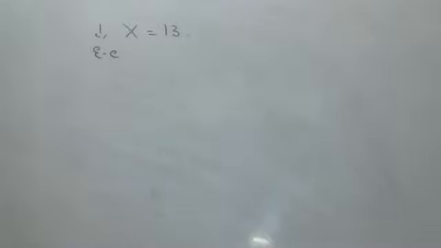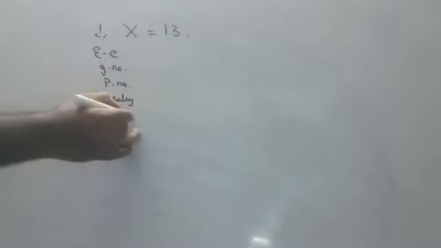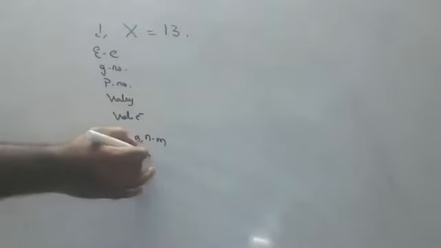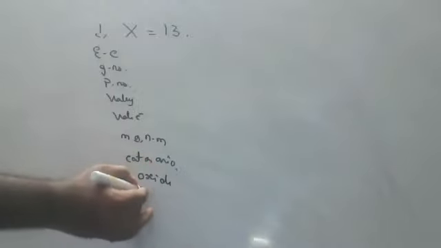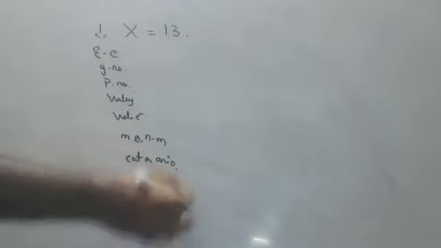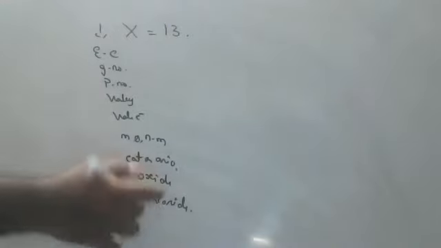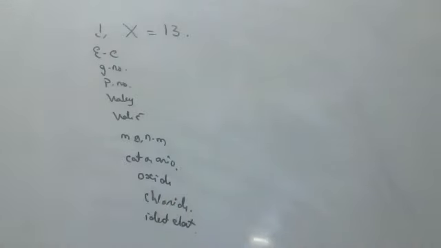Write its electronic configuration. Please see here, children, all of you. Everyone should hear. Write its electronic configuration. Write its group number. Write its period number. Write its valency. Write its valence electrons. Is it a metal or non-metal? Is it a cation or anion? Write the formula of its oxide. Write the formula of its chloride. Okay, children, so 1, 2, 3, 4, 5, 6, 7, 8, 9, and identify the element. Different questions can come.